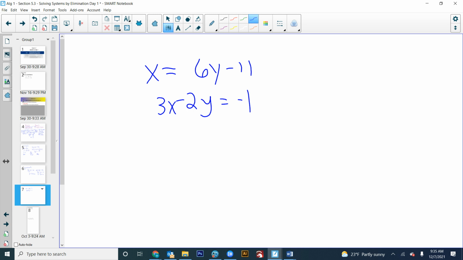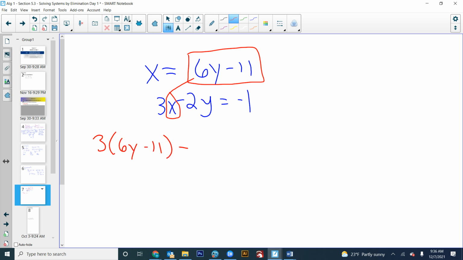Now, guys, do you see how they kind of helped us out? The first one solved for x, right? That's what I want to plug in. I want to plug this right here for that x. Everybody with me? So, 3 times what, guys? Instead of 3 times x, what's my x? 6y minus 11, minus 2y, minus 1.